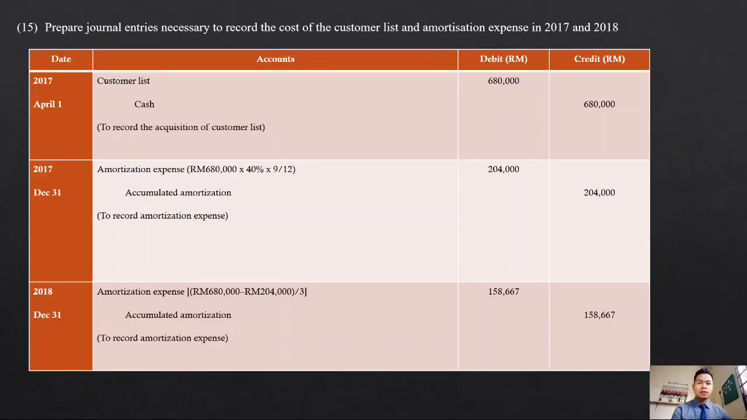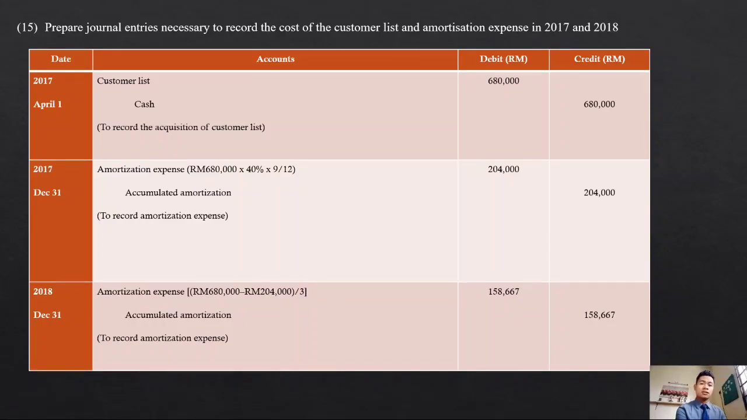Assalamualaikum warahmatullahi wabarakatuh. My name is Ahmad Izzat bin Muhammad Rozmizi. My matric number is 280304. So today I would like to discuss comprehensive case 1. The question that I want to discuss is question 15: prepare journal entries necessary to record the cost of the customer list and amortization expense in 2017 and 2018.